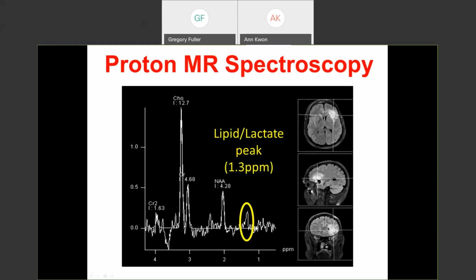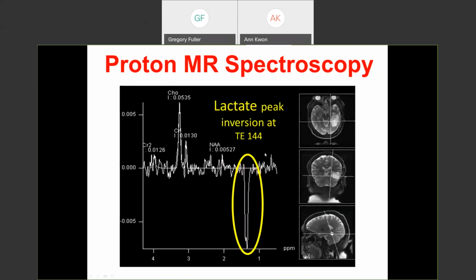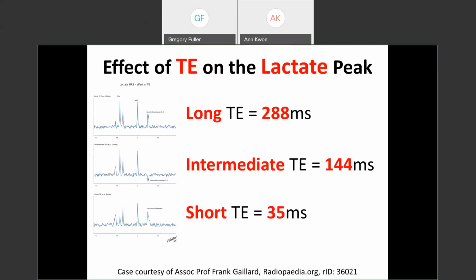Again, there's pattern recognition going on here. Pattern recognition, just like looking at a CT or an MRI scan or an H&E slide or the graphic distribution of oncomine alterations. Okay, this is a lipid lactate peak at 1.3. We need to look very quickly here at a time to excitation of 144 milliseconds. Only the lactate is separated from the lipid, and it's inverted, it's reversed, and that's how we can tell if there really is lactate. So let's just very quickly look at the effect of TE on the lactate peak.